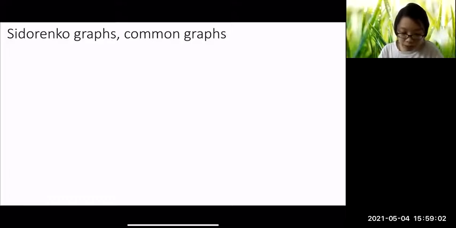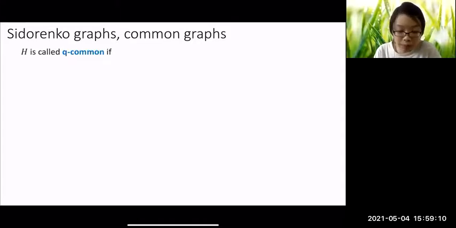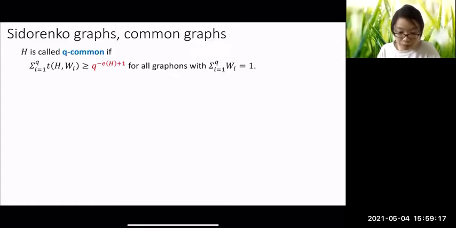Now let's see the connection between Sidorenko graphs and common graphs. Before, we mentioned the definition of a graph to be two-common, and now we generalize it to q-common. Fix a positive integer q. We say H is q-common if for any q graphons that add up to 1, the sum of t(H,W_i) is minimized by the random bound q to the minus e(H) plus 1. So the random bound is given by each W_i being exactly 1 over q.